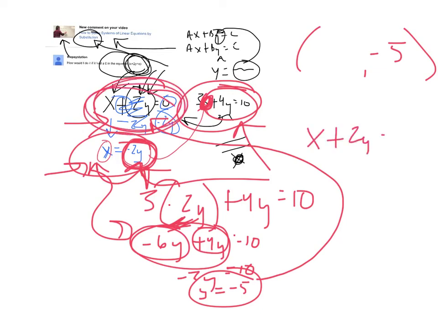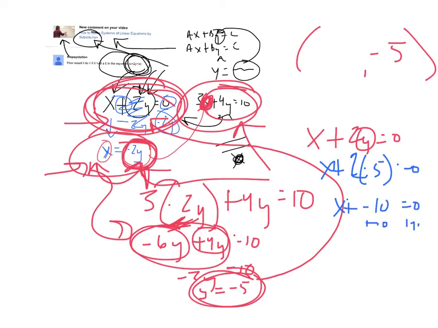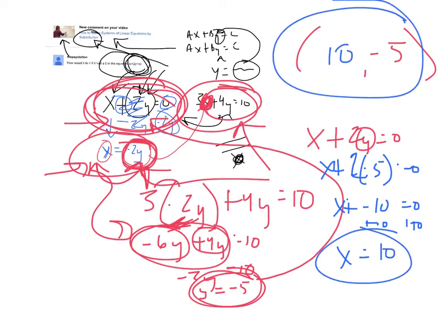X plus 2y equals 0. I know y equals negative 5, so I'm going to put negative 5 in there. So it'll be x plus 2 times negative 5 equals 0. Then multiply those: x plus negative 10 equals 0. Add 10 to both sides, and that'd be x equals 10. So I am done. That would be the coordinate where these two lines cross. And that's what you do.